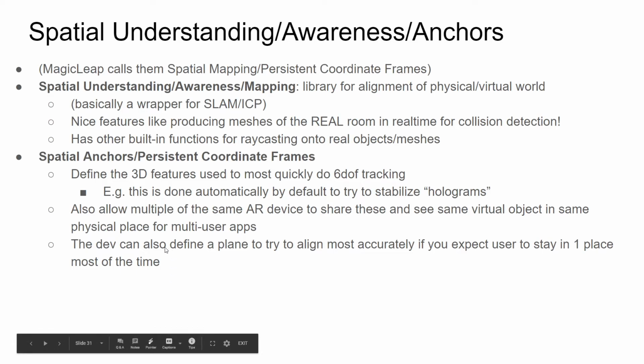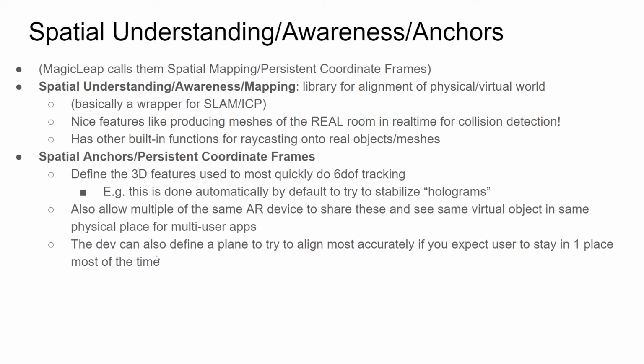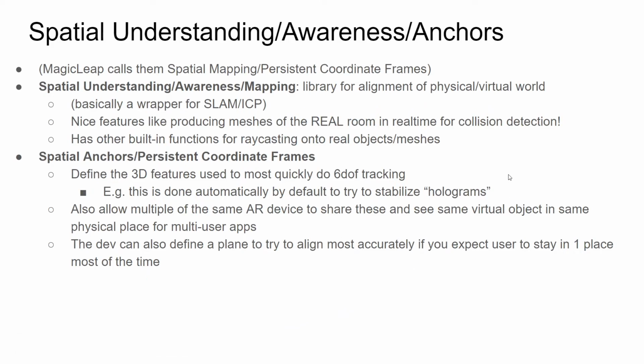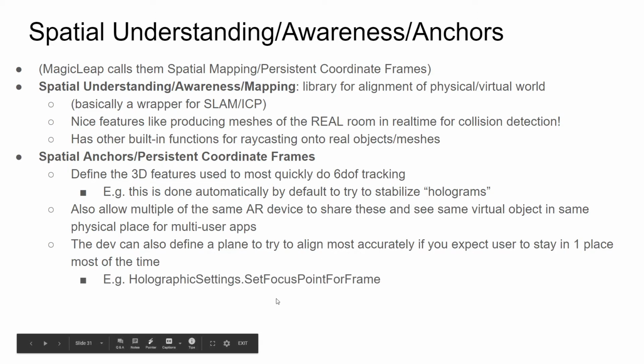For my purposes, what I use it for is you can define some plane that you tell the API to try to align yourself to, or to do the best tracking within this range, or when the user is looking in this particular direction. This is really good if you expect the user to stay in one place for most of the time. So this is the function if you ever want to implement this in the HoloLens. It's pretty easy to use.